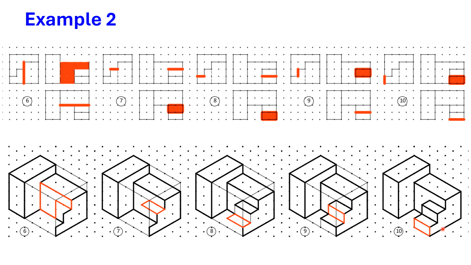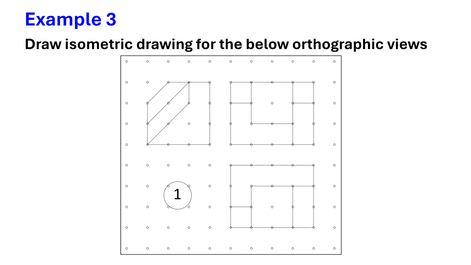So in the reverse way, if you check the front view, the side view and the top view, you will get the same views. Only then it is cross-checked and it is correct. Let us go to the next example.